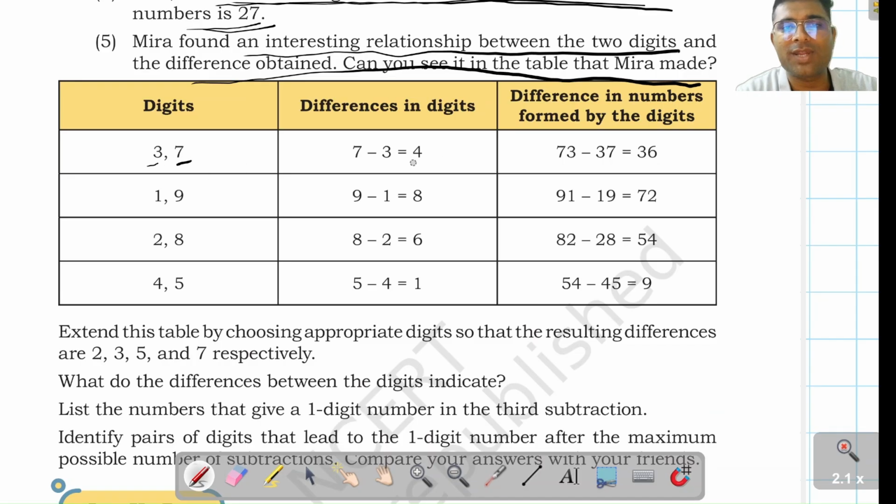Okay, and the difference is 4. 7 minus 3 is 4. And the difference of the numbers formed by using these digits, 73 and 37, is 36. And when the difference of the digits is 8, their number difference is 72. So you can see here, when the difference of digits is increasing, their numbers' difference is also increasing, and when it is minimum, meaning 1, their difference is a single digit number, that is 9, and that is smallest as well.